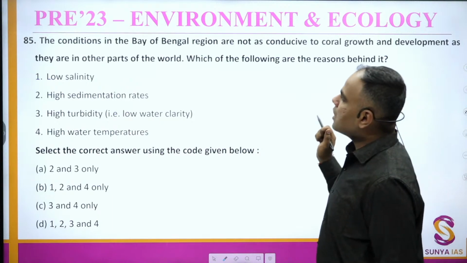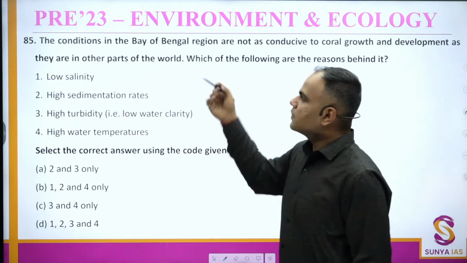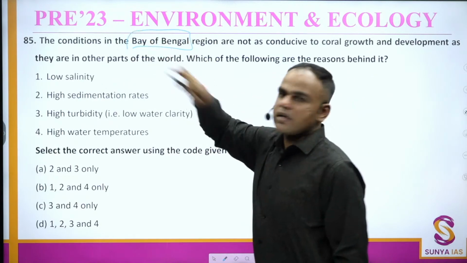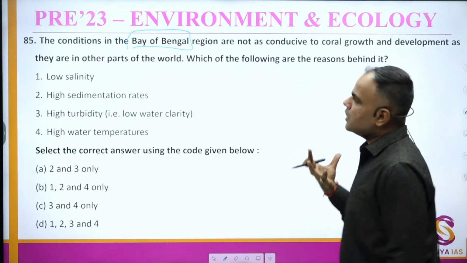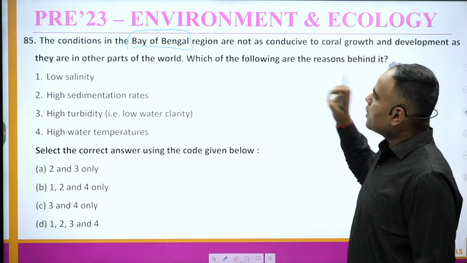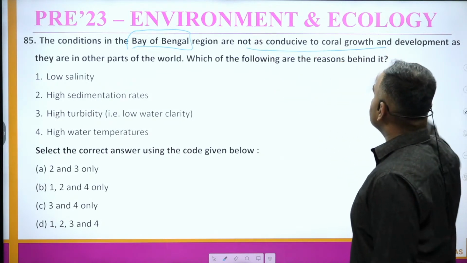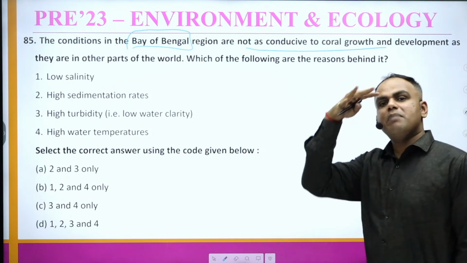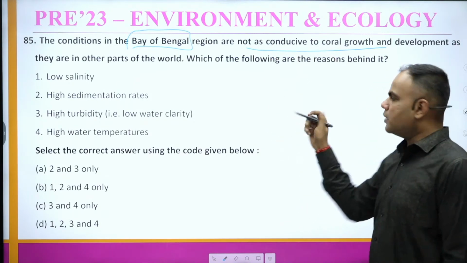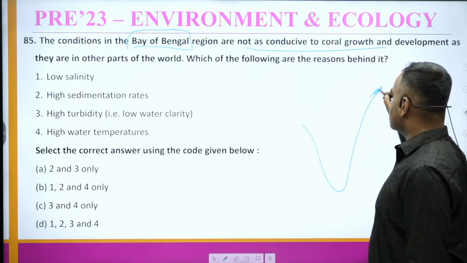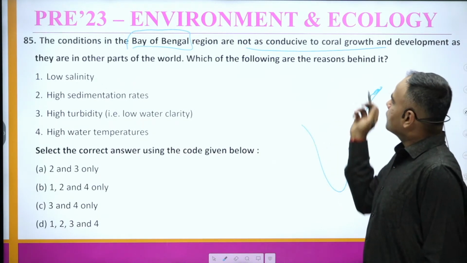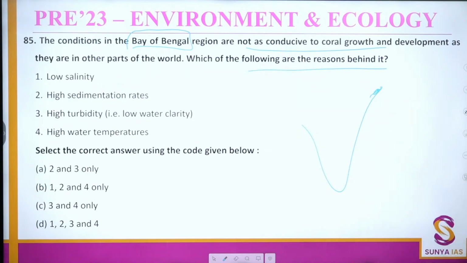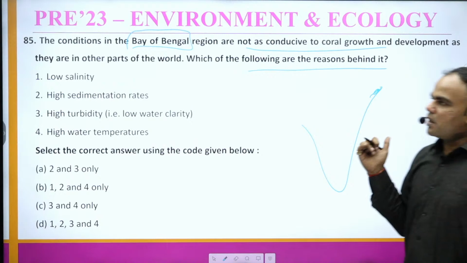The next question is on the conditions, 85. The last 15 questions to go now. I hope you have been following this and noting down the relevant explanations as well. The conditions in the Bay of Bengal region are not as conducive to coral growth and development as they are in other parts. So now imagine the Bay of Bengal. What is the reason behind this? Question number 85. We'll see it one by one.